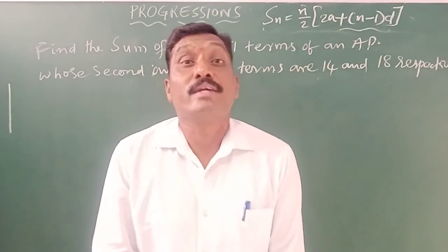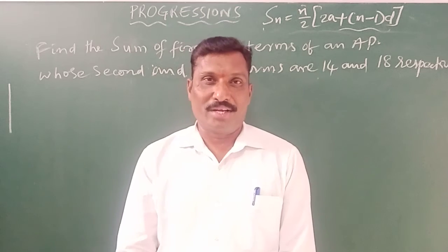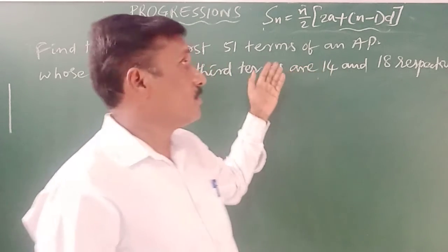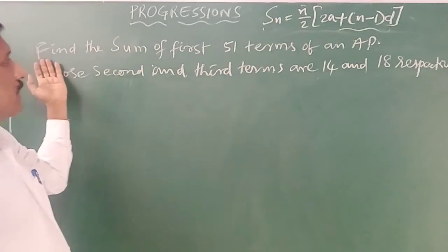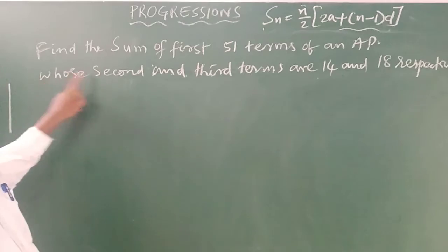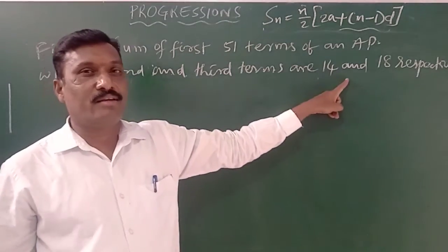Continuation of the sum of the n terms of the arithmetic progression. Now let us see one more question based on the sum of the n terms only. Find the sum of the first 51 terms of the arithmetic progression whose second term and third term are given.